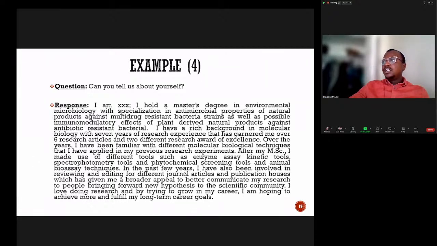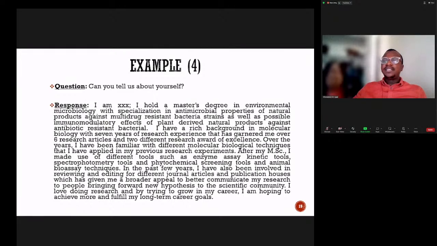So I would say this. I think there were some unnecessary details. That's one of the things I noticed from this. So always keep with the most important details. This person said, I hold a master's degree in environmental microbiology with specialization in antimicrobial properties of natural products against. That's too much. That's too much detail.